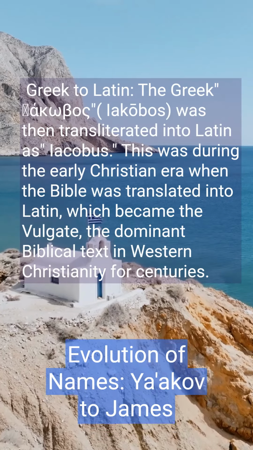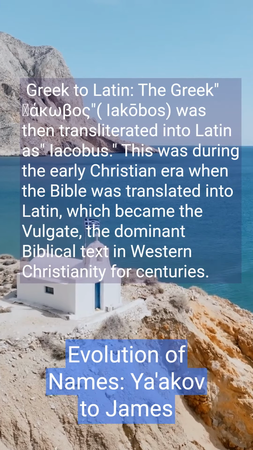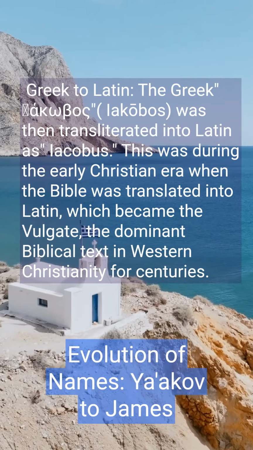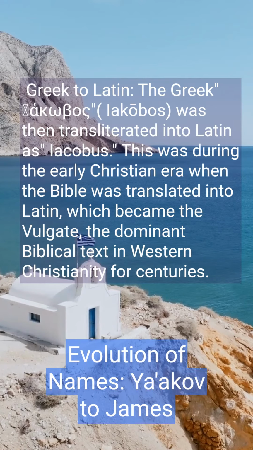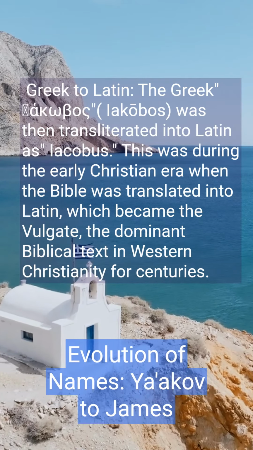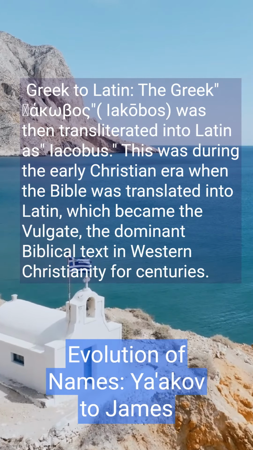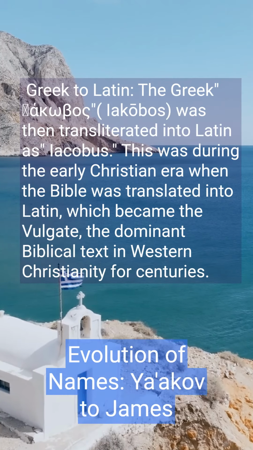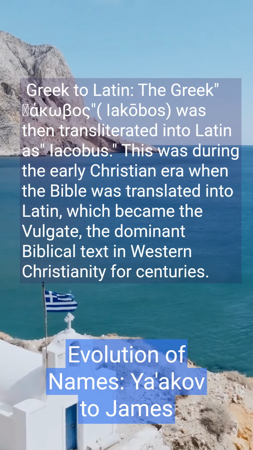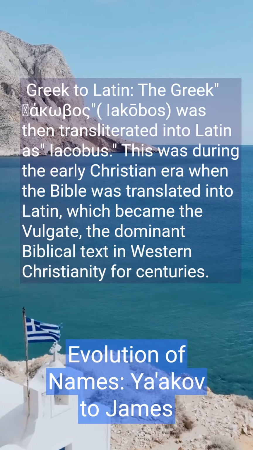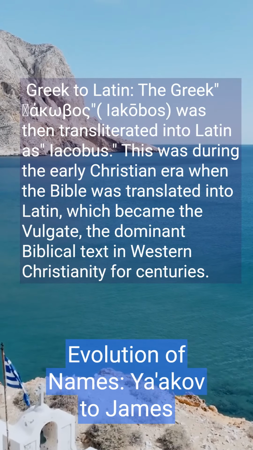Greek to Latin. The Greek Iakobos was then transliterated into Latin as Iacobus. This was during the early Christian era when the Bible was translated into Latin, which became the Vulgate, the dominant biblical text in Western Christianity for centuries.